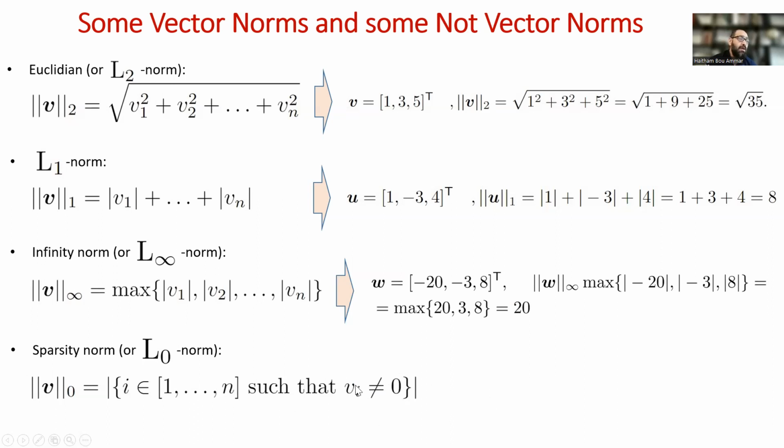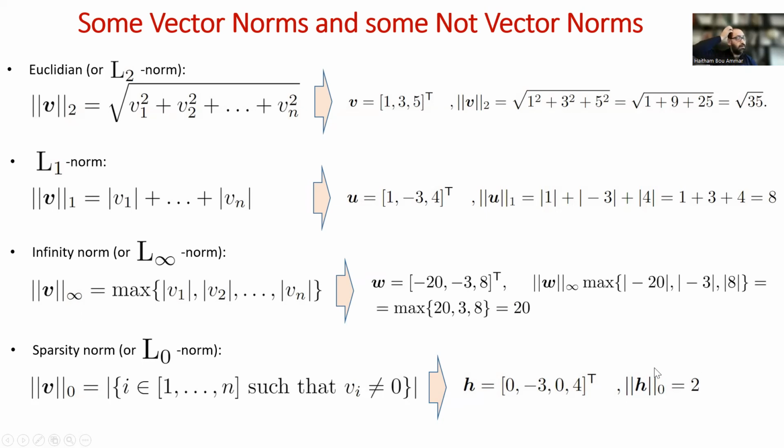Because every time you get a non-zero value, you save the index, and then you take the cardinality of that set. So you will see how many non-zero elements you have in that vector. For example, if I look at the vector 0, -3, 0, and 4, then the indices i where I have non-zero elements are this component and that component, and then I take the cardinality of that set, which is 2.